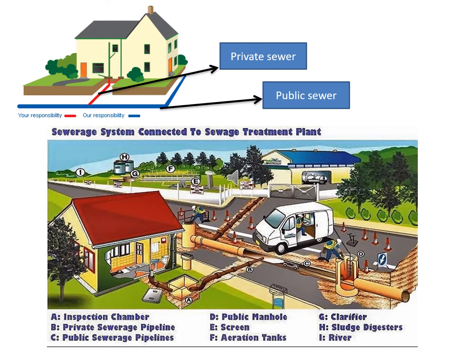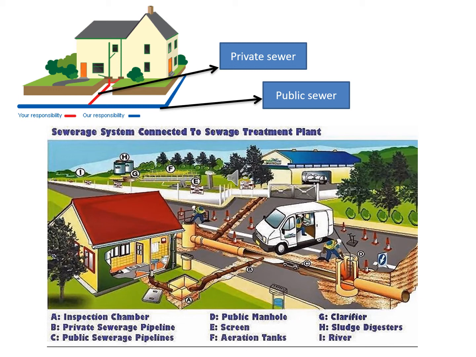The top picture shows that the private sewer is under the responsibility of the owner of the building, but the public sewer is under the responsibility of the local authority. The picture below shows the sewage system connected to the sewage treatment plant.